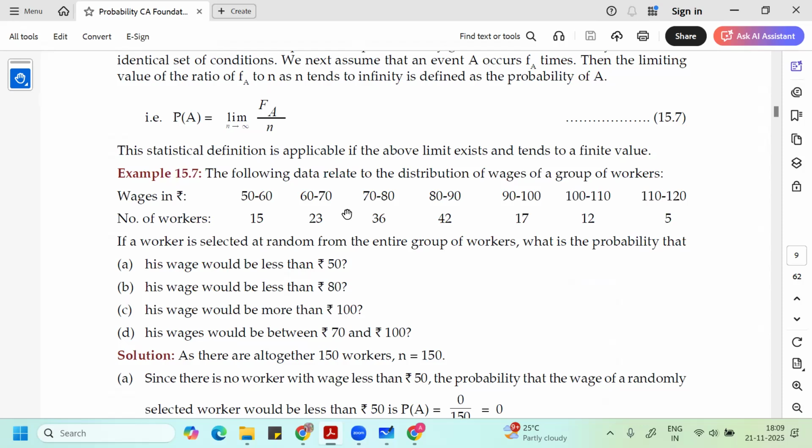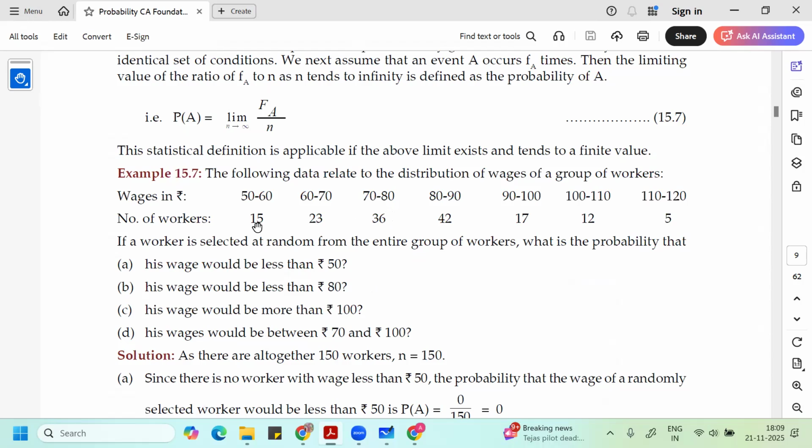And then they're asking for the total wage. Just do the sum, find the total wage, and they're asking for his wage being less than 50 rupees. Less than 50 rupees, since the classes start from 50 only, the probability will be zero. And then less than 80 rupees.